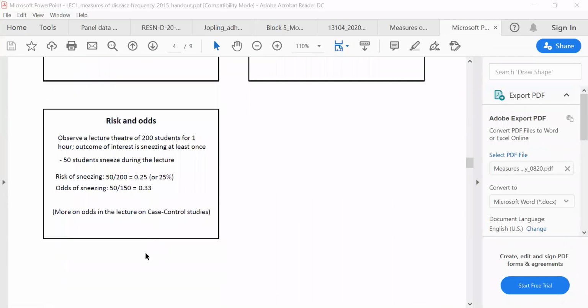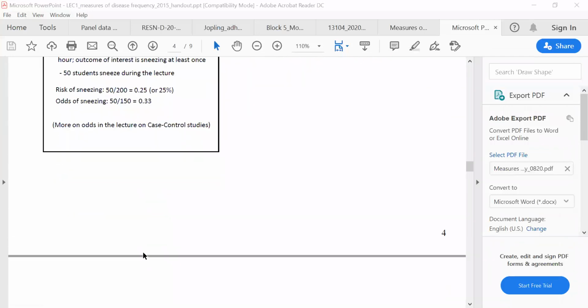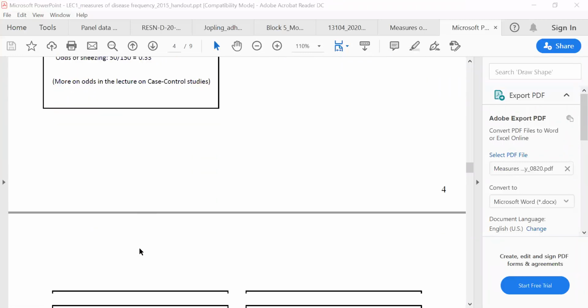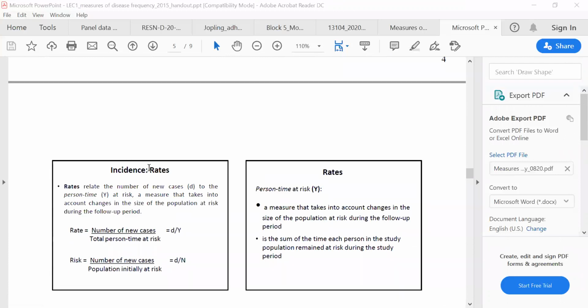Then the next measure of incidence. We've discussed risk, the first one. Now we are discussing the next one, which is incidence, where we are talking of rates. So what is a rate? A rate relates the number of new cases to the person-time at risk. It's a measure that takes into account changes in the size of the population at risk during the follow-up period. How do you calculate a rate? It is the number of new cases over the total person-time.